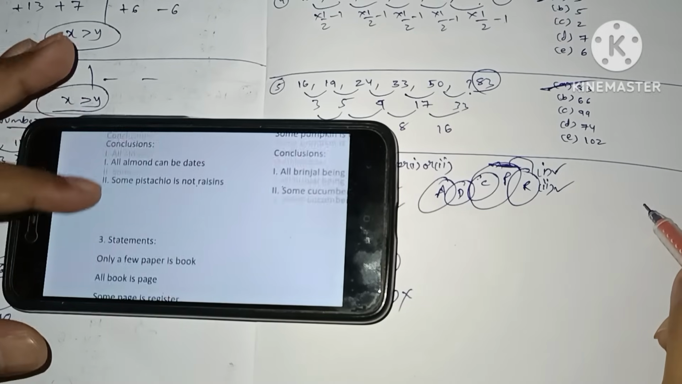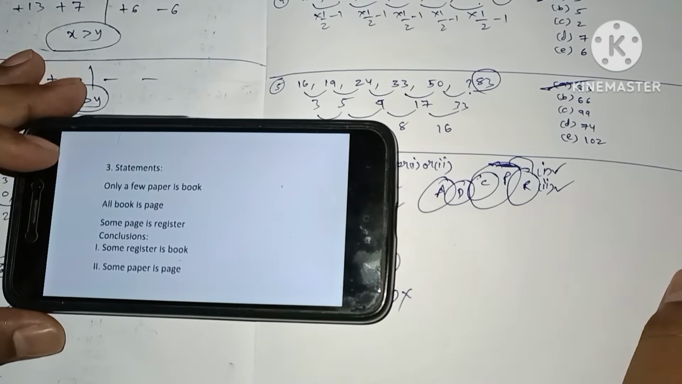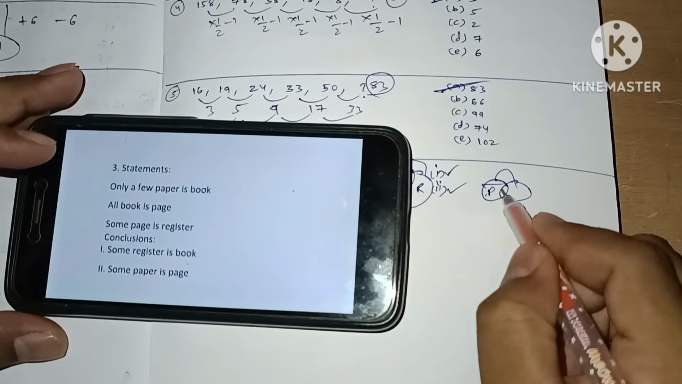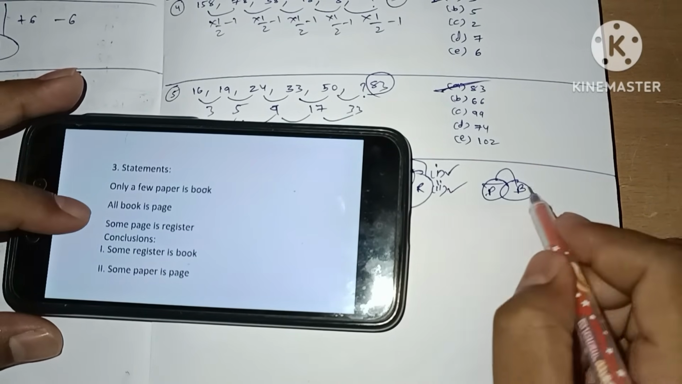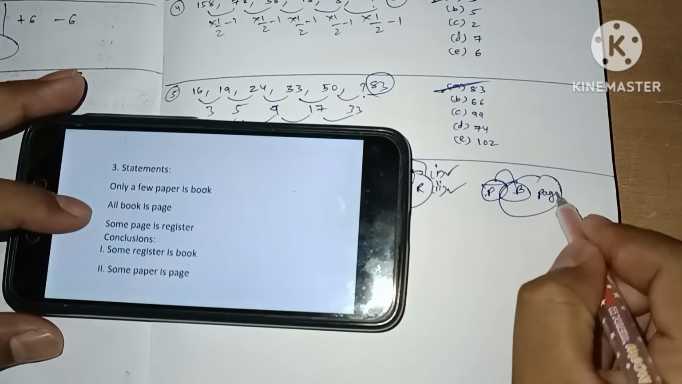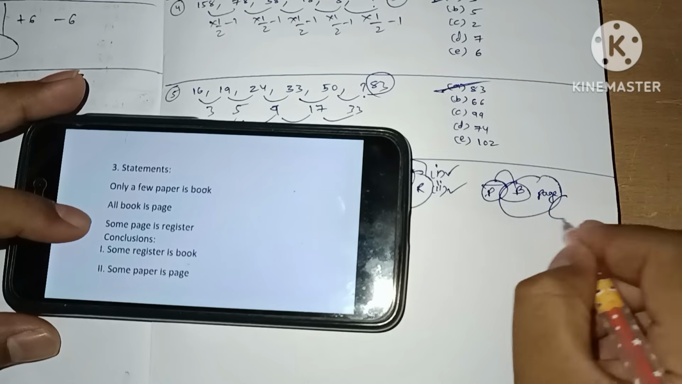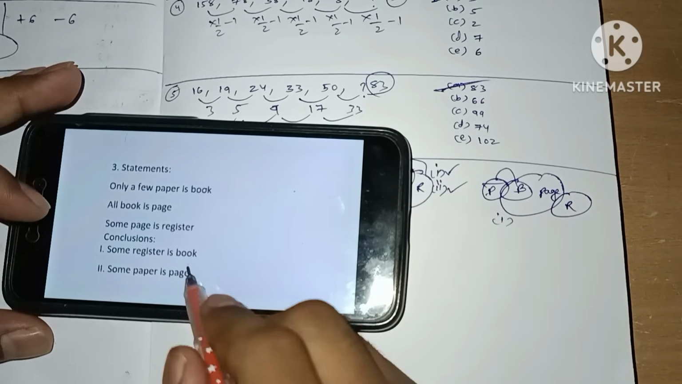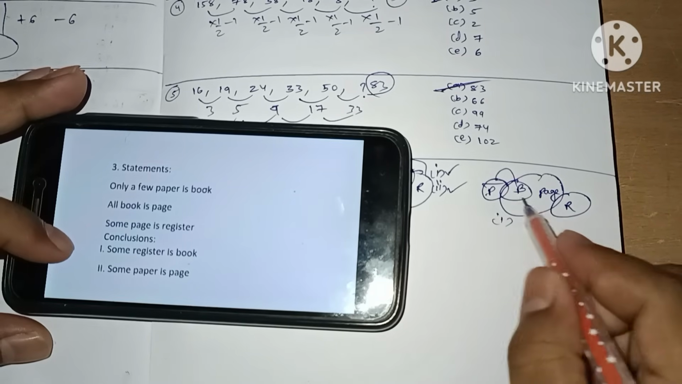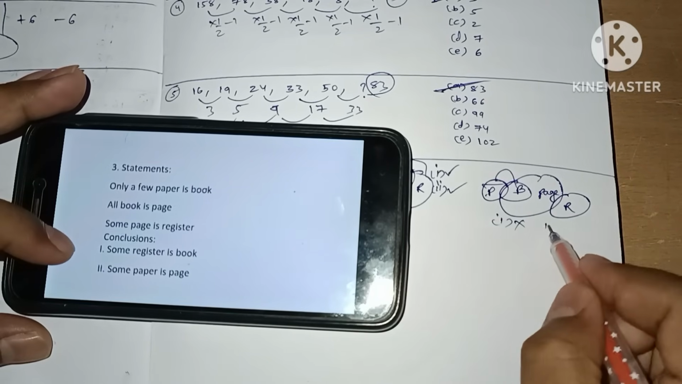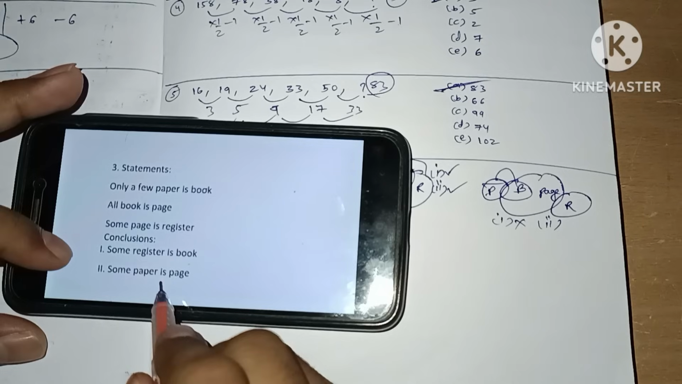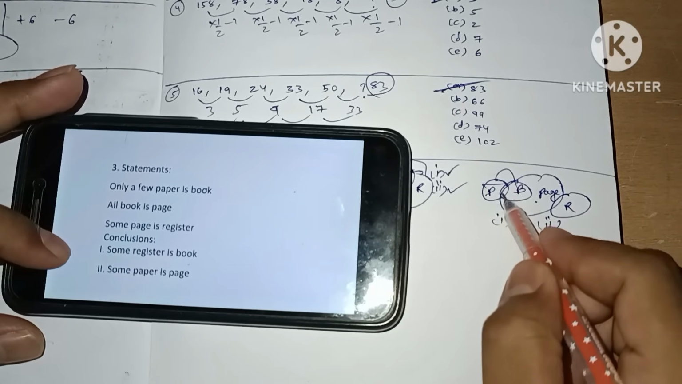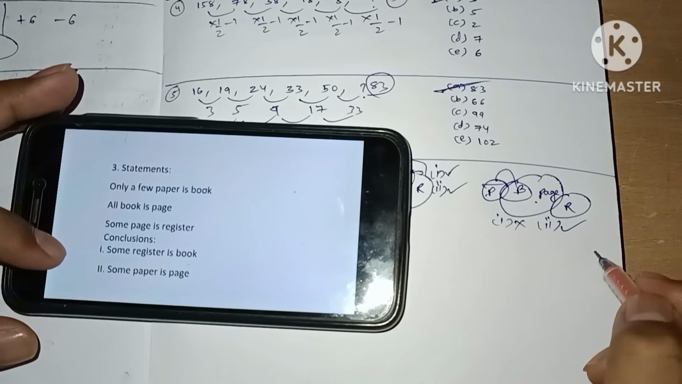Next, third question. Only a few paper is a book. All book is page. Some page is register. Let's see the conclusions. First conclusion. Some register is book. Some part of register is sharing with book. No. So the first conclusion is false. Some paper is page. Some part of paper is sharing with page. Yes, it is clear that they are sharing. So the second conclusion is true.